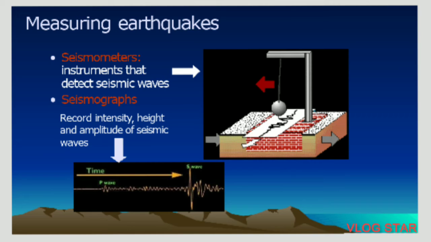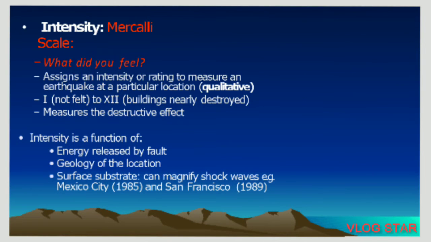Measuring earthquakes. Seismometers are instruments that detect seismic waves. Seismographs record the intensity, height, and amplitude of seismic waves. Intensity, the Mercalli scale: what did you feel? It assigns an intensity or rating to an earthquake at a particular location. It is qualitative, from 1 to 12, where 12 means buildings nearly destroyed. It measures the destructive effect. Intensity is a function of the energy released by the fault and the geology of the location. Surface substrate can magnify shock waves, for example Mexico City in 1985 and San Francisco in 1989.